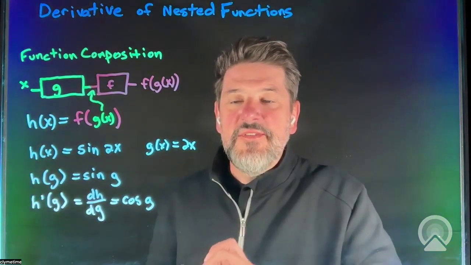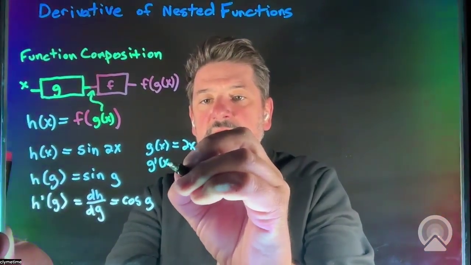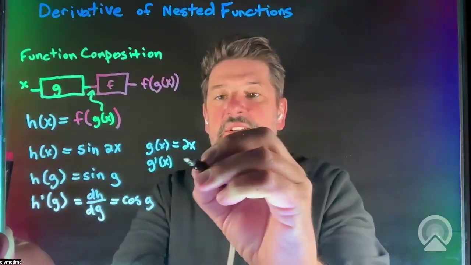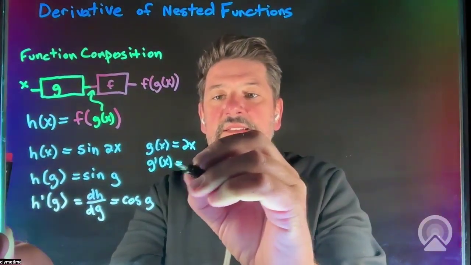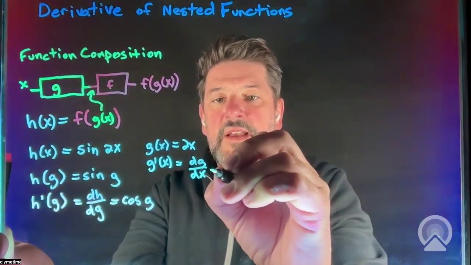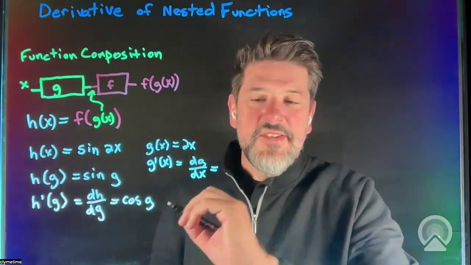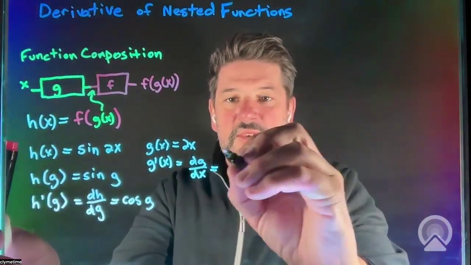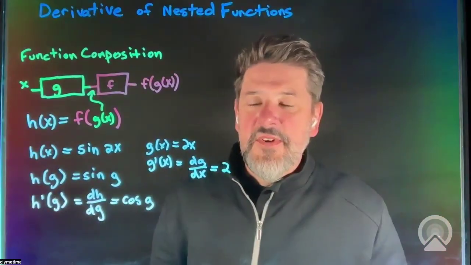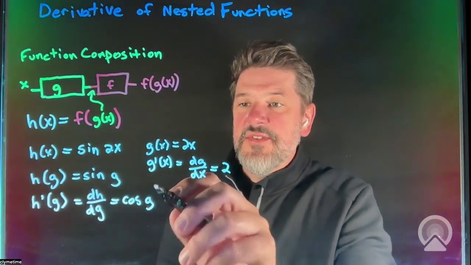Now up here with g of x, we can find the derivative of that. g prime of x, this is what I call the inside function, is going to be the same thing as dg over dx. And the derivative of 2x, we know how to do that. It's just going to be the slope of the tangent line. And because this is a line with slope 2, the derivative is 2. So dg over dx is 2. dh over dg is cosine of g.